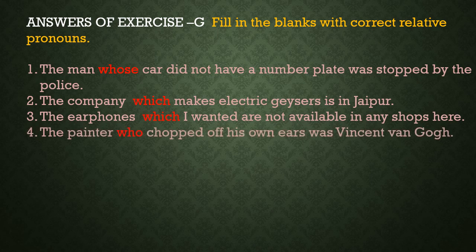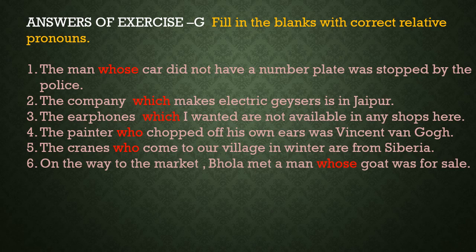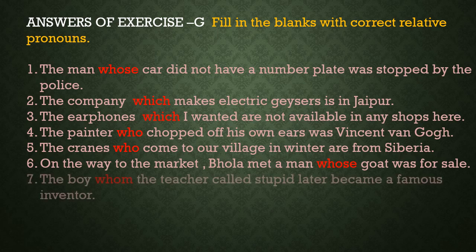Number 4, the painter who chopped off his own ears was Vincent van Gogh. Number 5, the cranes which come to our village in winter are from Siberia. Number 6, on the way to the market, Bhola met a man whose goat was for sale. Number 7, and the last sentence of this exercise is, the boy whom the teacher called stupid later became a famous inventor. So this way you have to complete the answers with relative pronouns.